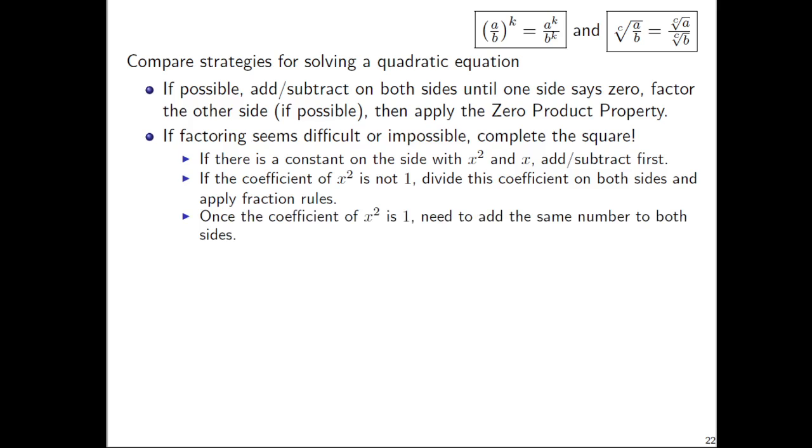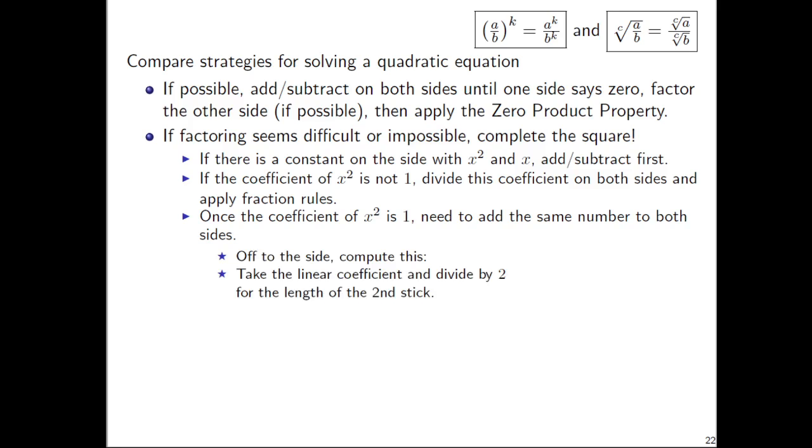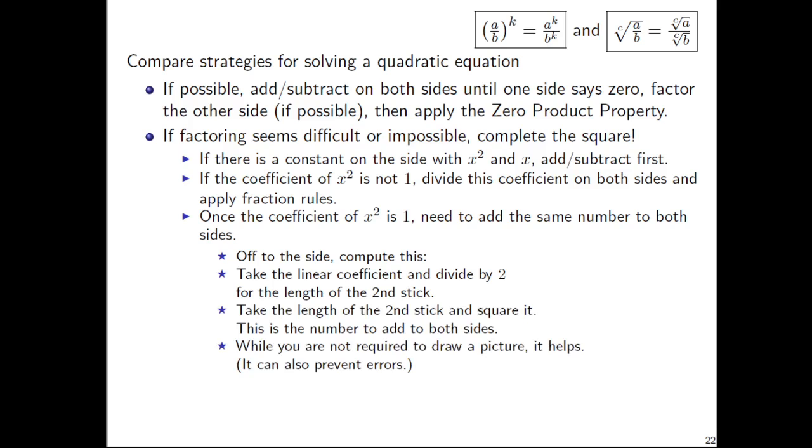And then once the coefficient of x squared is 1, so there's just a hidden 1 in front of the x squared, then we need to add the same number to both sides. But how do we know what number to add to both sides? Well, off to the side, we've got to compute the following, right? You take the linear coefficient and you divide that by 2, because that's the second stick. Then you take the second stick and square that number, and that's the number that you need to add to both sides. Now, while you're not required to draw a picture, I think it helps. It can help prevent errors.